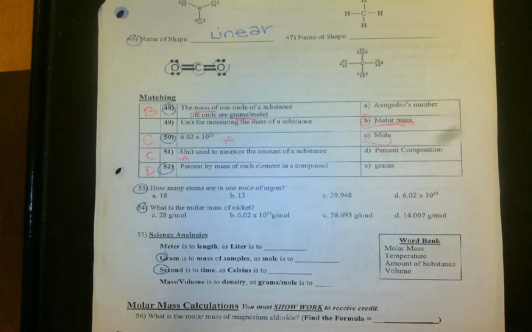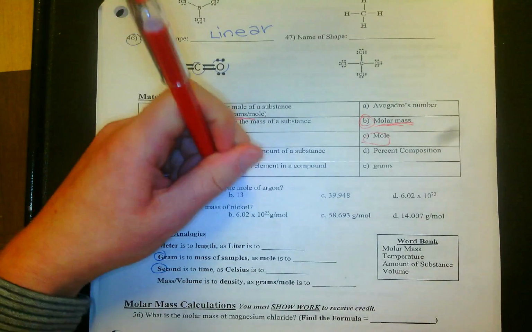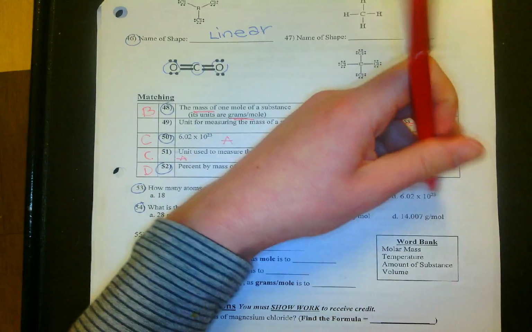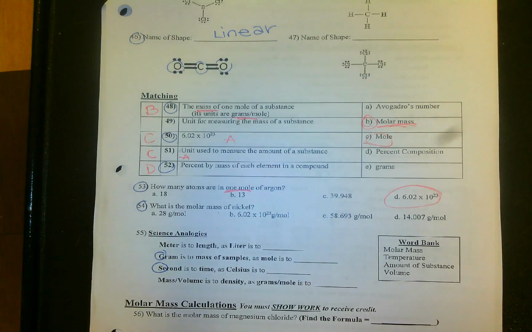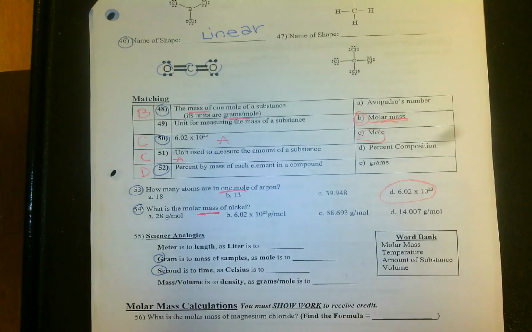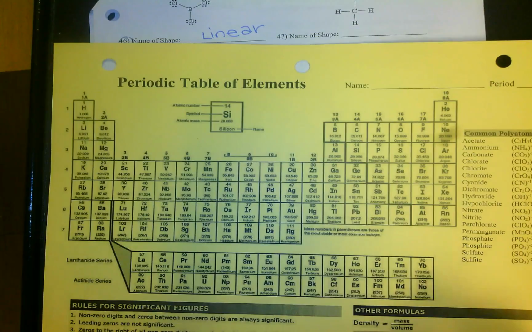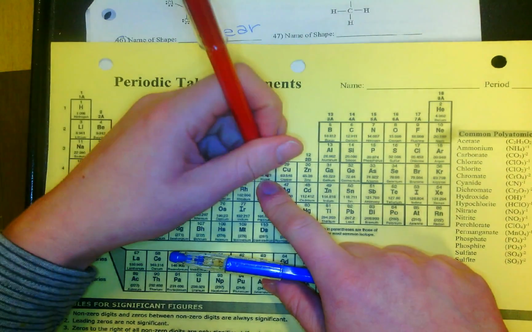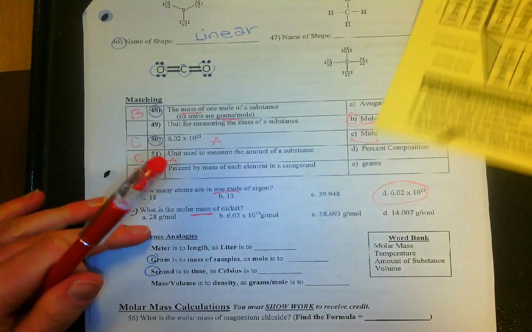Okay, how many atoms are in 1 mole? It's not asking me molar mass, so 1 mole must be that. Contrasted to molar mass, when you see the word mass, you need to be thinking about the periodic table. So you need to find nickel. Nickel is a transition metal. It is right there. And you're going to take that number, the average atomic mass, and copy it exactly. So that is choice C.